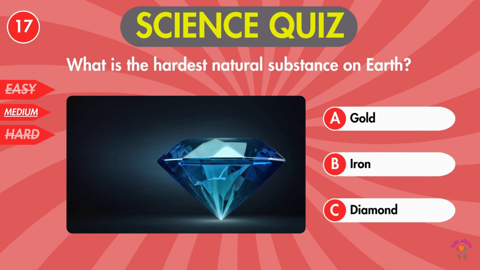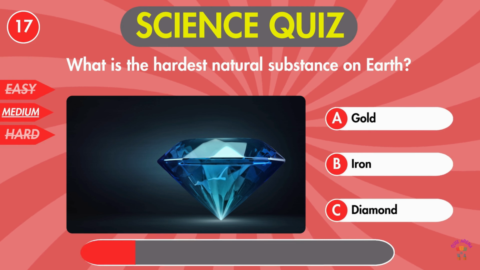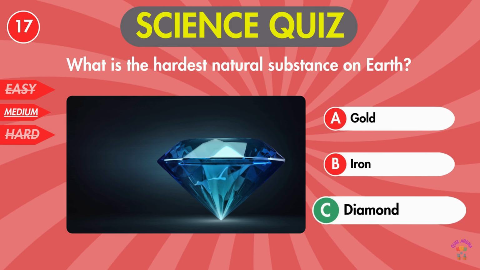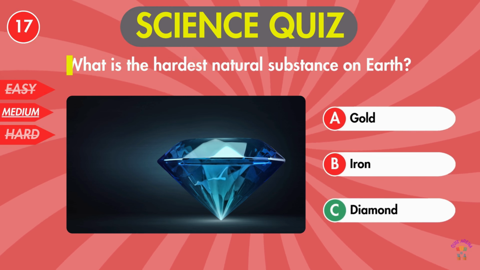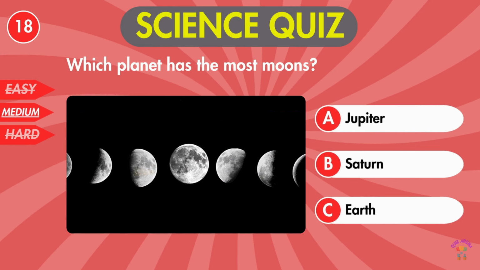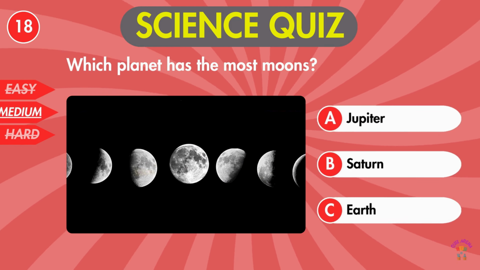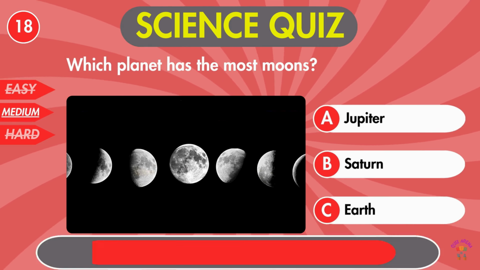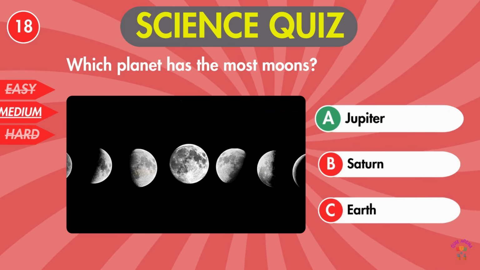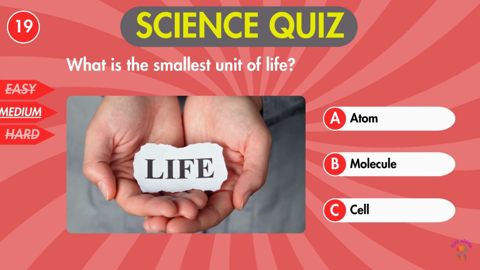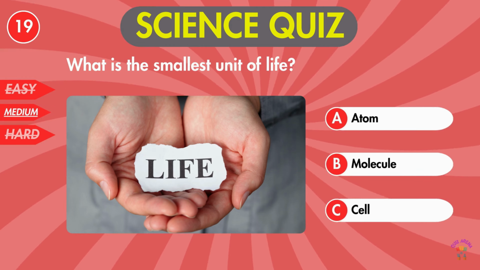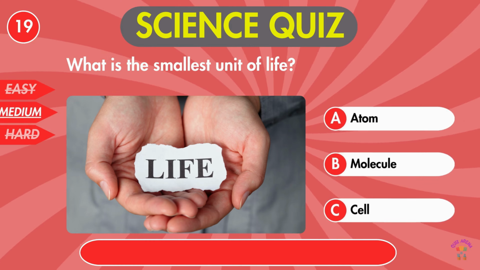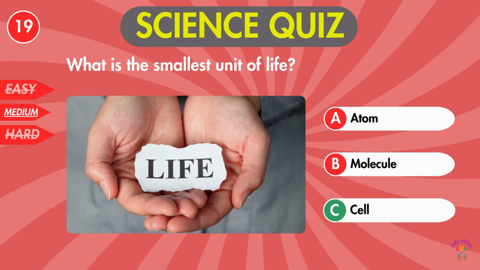What is the hardest natural substance on Earth? Diamond. Which planet has the most moons? Jupiter. What is the smallest unit of life? Cell.